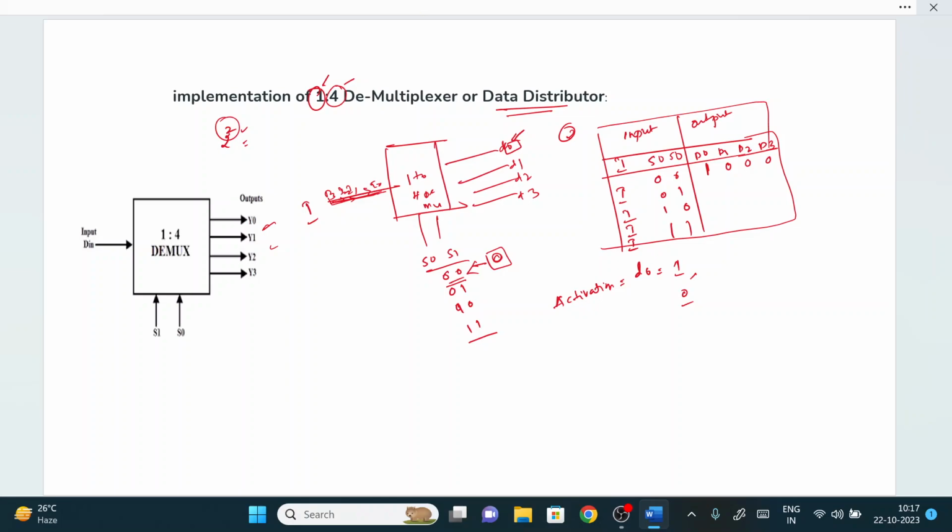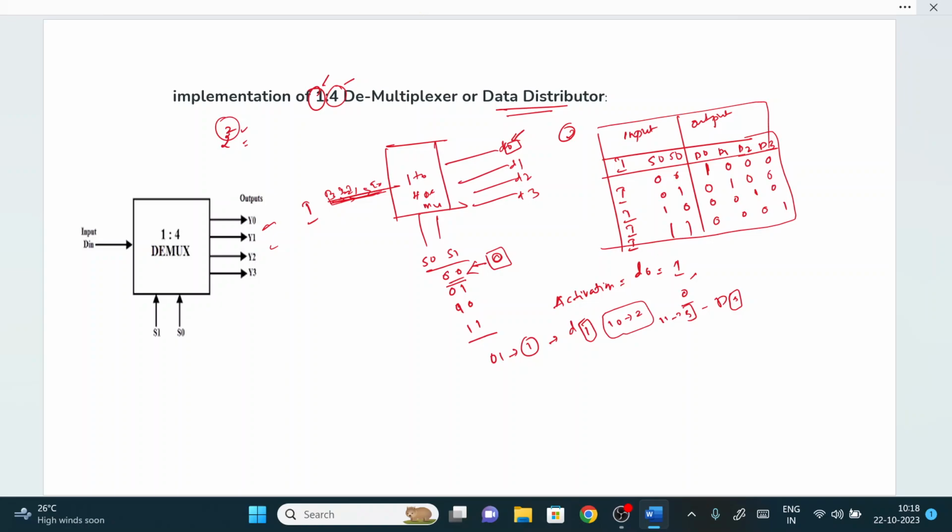Now what is the selection line value? 0 1. 0 1 means the value 1, so decimal 1 will be activated, and the rest are 0, 0, 0. Next, 1 0 means 2, so D2 will be activated. Next, 1 1 means 3, so D3 will be activated. So the outputs are 0 0 0 1.